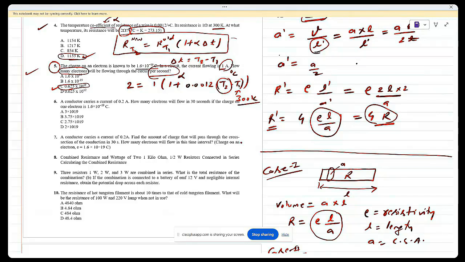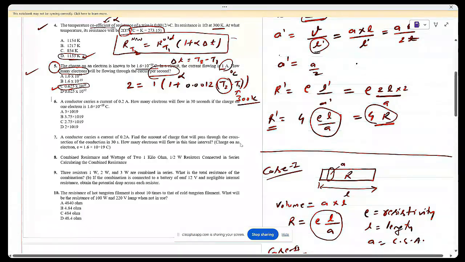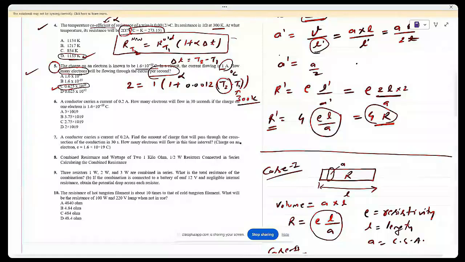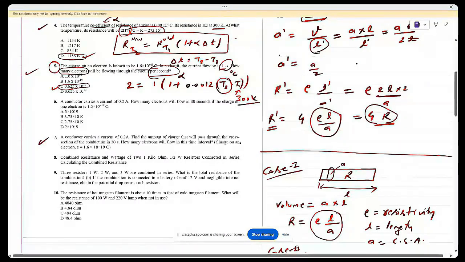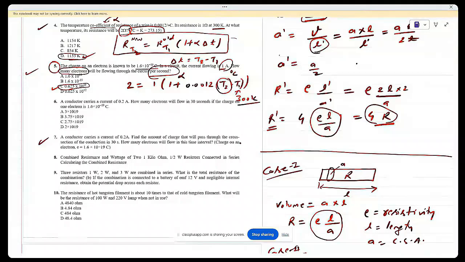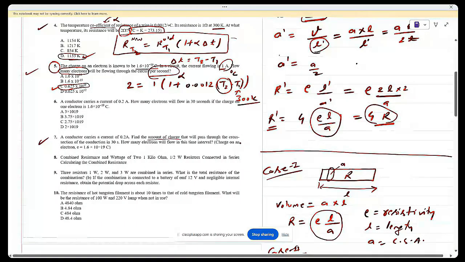Now come to question number 7. This is again a very interesting question. A conductor carries a current of 0.2 ampere. Find the amount of charge, Q, that will pass through the cross section of the conductor in 30 seconds. This is the time. How many electrons will flow in this time interval?